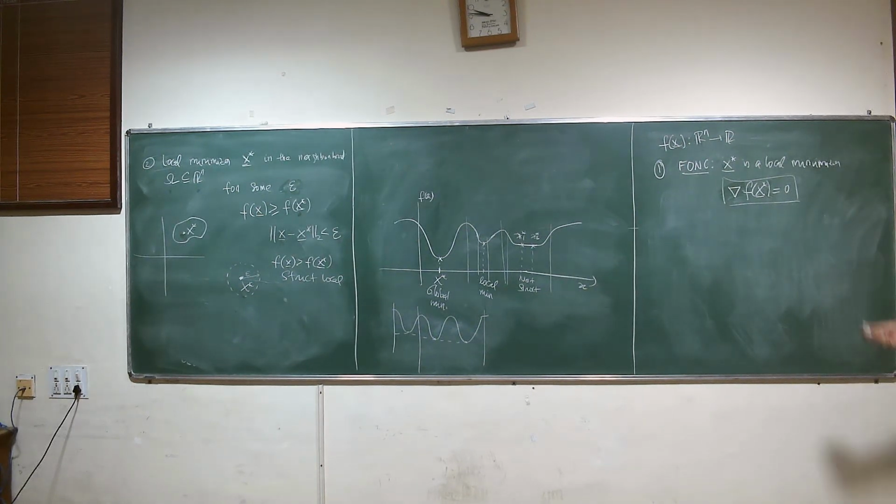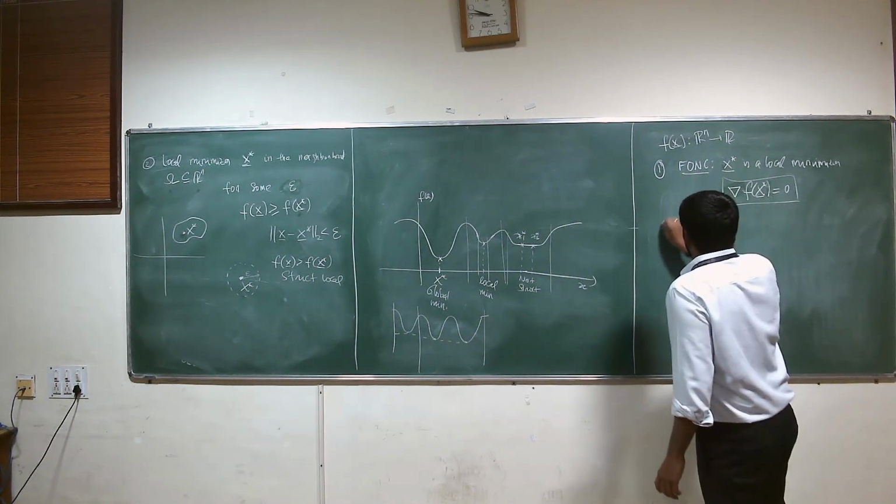Okay, any point that is a local minimizer, this condition has to be satisfied. If it's not satisfied, then it's not a local minimizer. Again, this only holds for unconstrained optimization. If you have a constrained optimization problem, the condition is slightly different, depending on whether you are at the boundary of the constraint or inside the boundary.